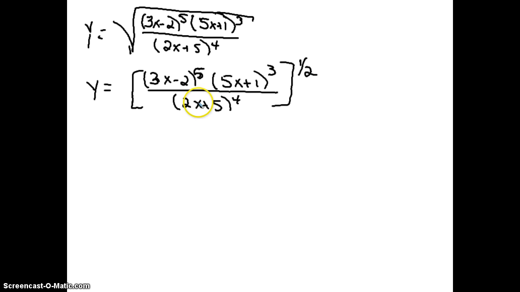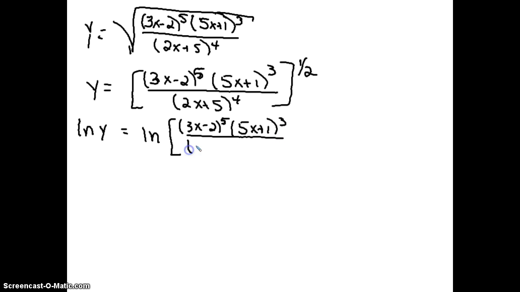All right, so I could use the chain rule on that, but ooh, what a mess. So I'm going to try this logarithmic because I know when I have the ln of all of this, I've got log properties aplenty. So I'm going to take the ln of both sides equals the ln of this whole thing: (3x minus 2) to the 5th times (5x plus 1) cubed over (2x plus 5) to the 4th, and all of it's to the 1/2 power.